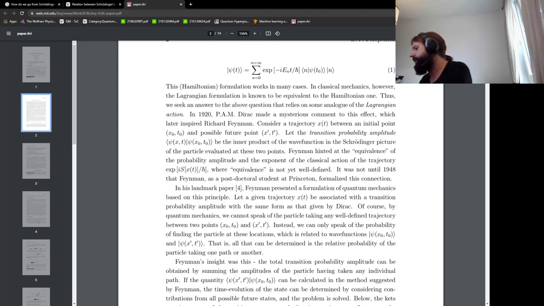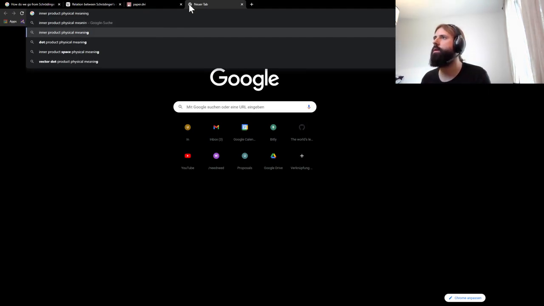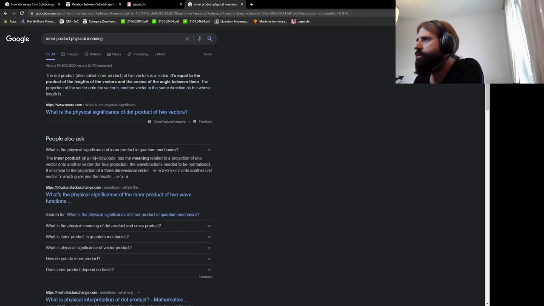And why inner product? Like that's kind of something that, does the inner product have any physical meaning? That would be an interesting question. So the inner product has the meaning related to a projection of one vector into another vector. For true projection, the wave functions need to be normalized. It's the integral. That's interesting. So it's defined as an integral.